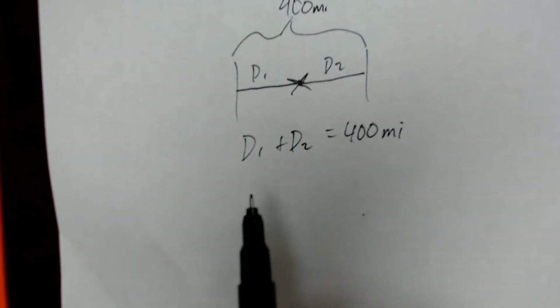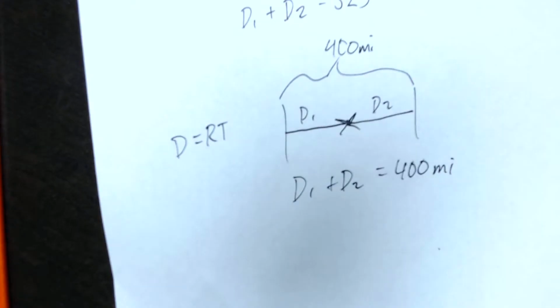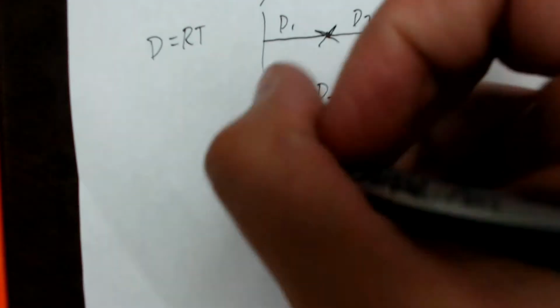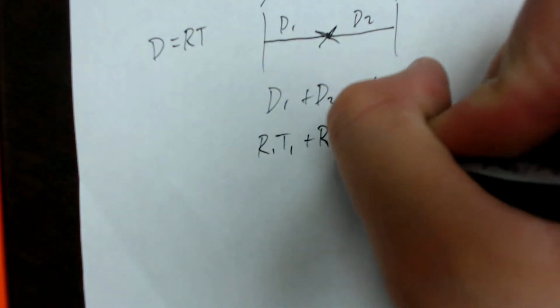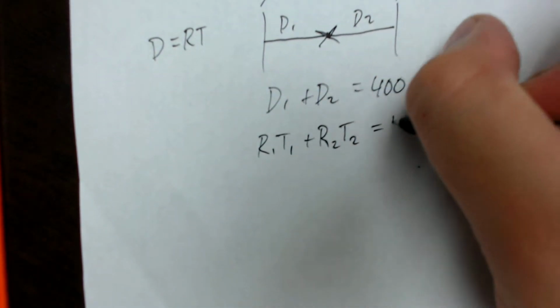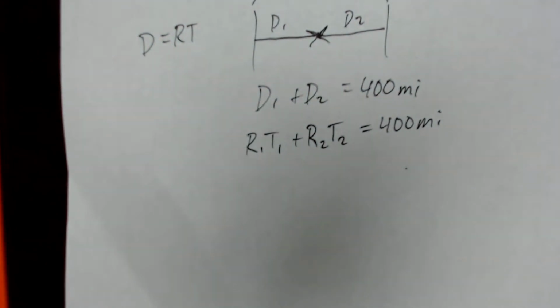Now, we're not just going to use distance 1 and distance 2. We're going to substitute distance for rate and time. So what we actually have here is rate of 1 times time of 1 plus rate of 2 times time of 2 equals 400 miles. Now I got to start looking for information in the problem so I can substitute it into the equation.